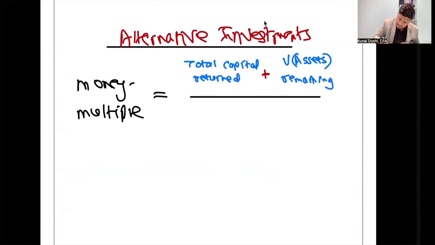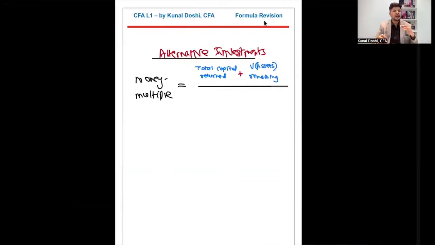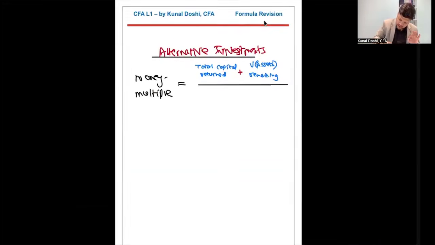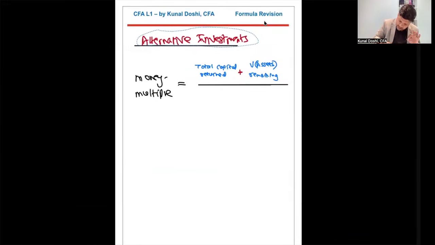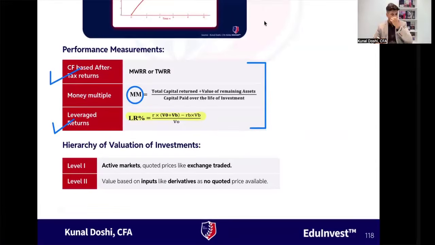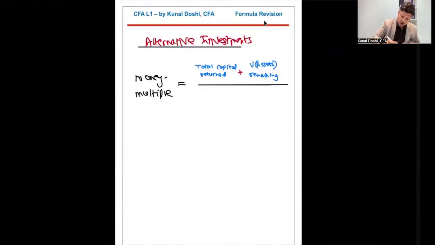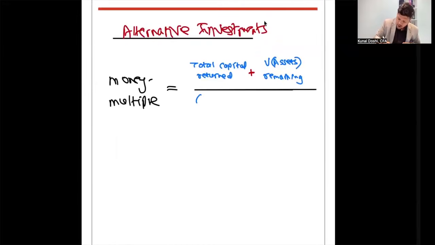Now, all of this is based on your investment. So this does not take time value of money into consideration. This only tells me how many times my money multiplied, right? So it is all the capital paid over the life of your investment, right?